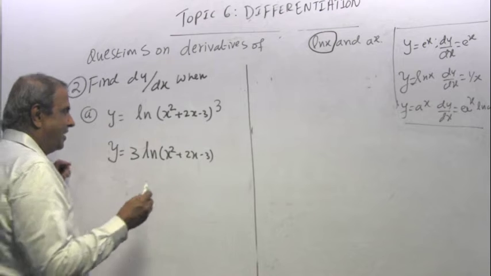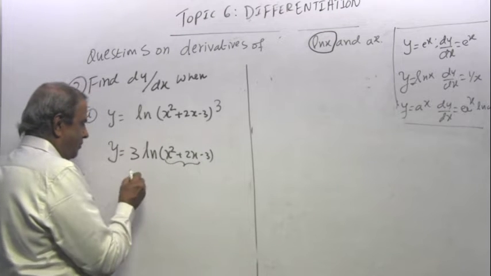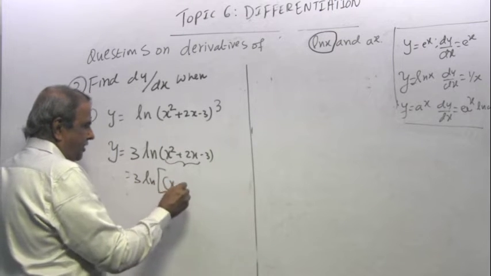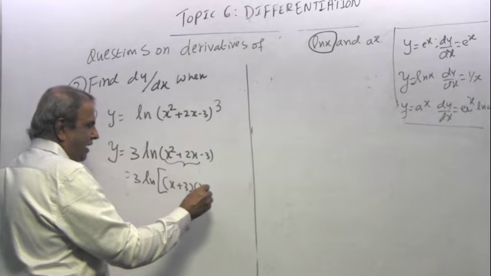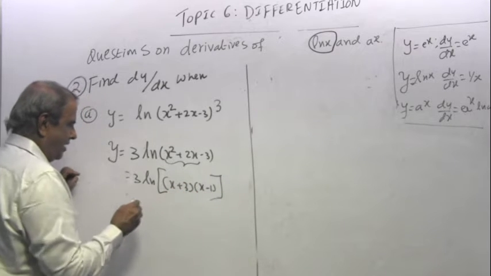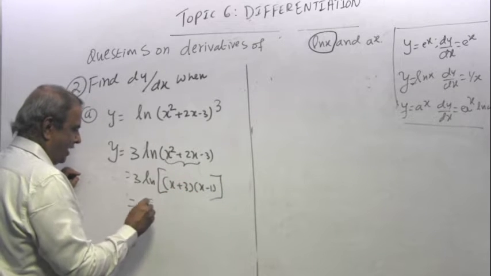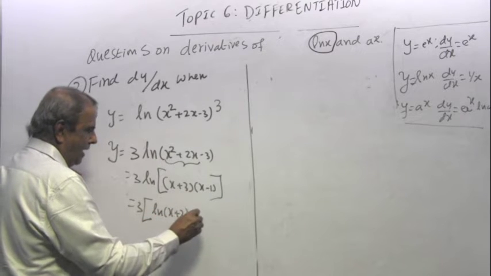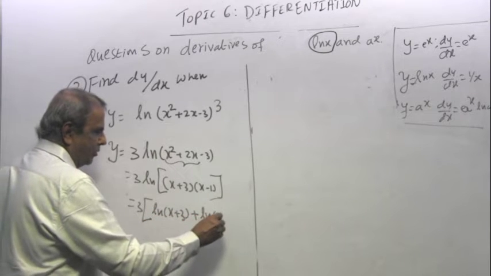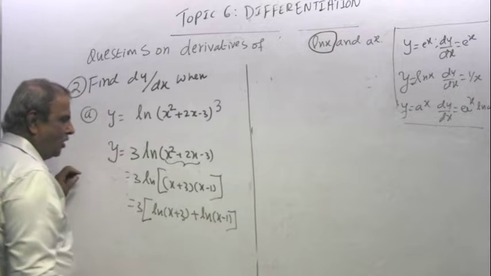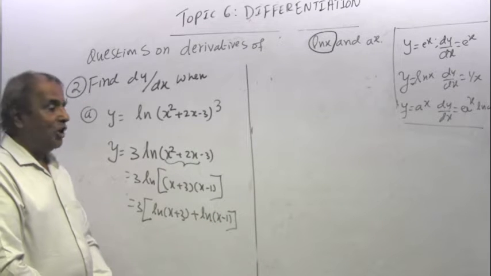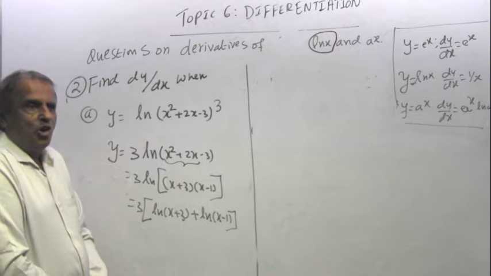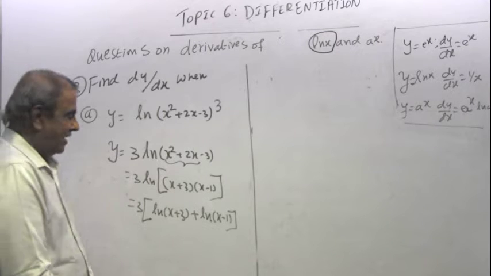Whereas, can you factorize this? This is 3 ln (x plus 3) times (x minus 1). So 3 times ln (x plus 3) plus ln (x minus 1). Now what do you notice? No product rule, no function of a function, no chain rule, differentiate directly.